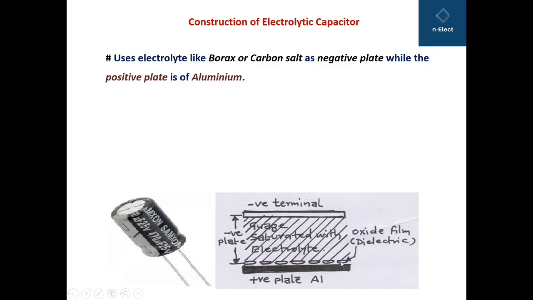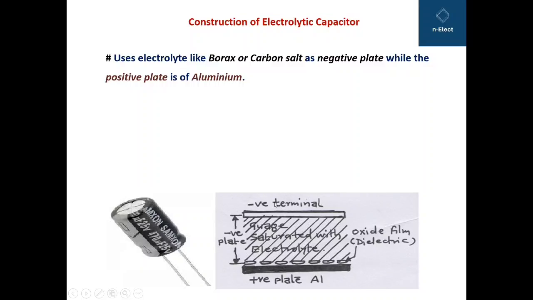Then the oxide film is deposited electrochemically on this aluminum plate, and the negative plate is made up of borax material, actually electrolyte borax. In between this negative plate and the oxide layer there is a gauze saturated with electrolyte, and this entire part is treated as the negative terminal of the capacitor. This entire sandwich is finally rolled into a cylinder and two terminals are taken out, one positive and one negative, and that makes the electrolytic capacitor in short.